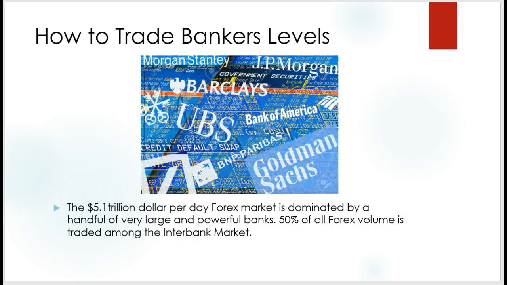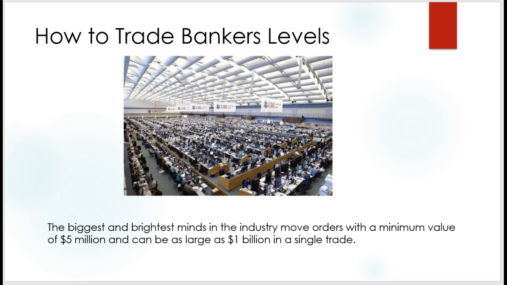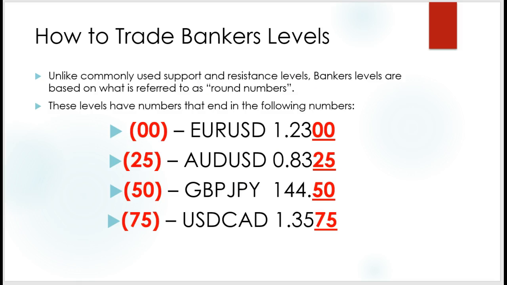The $5.1 trillion a day Forex market is dominated by a handful of very large and powerful banks. 50% of all Forex volume is traded among the interbank market. The biggest and brightest minds in the industry move orders with a minimum value of $5 million, and can be as large as $1 billion in a single trade. But how are these big orders getting into the market? What are these institutional traders using to get into these positions, and where?